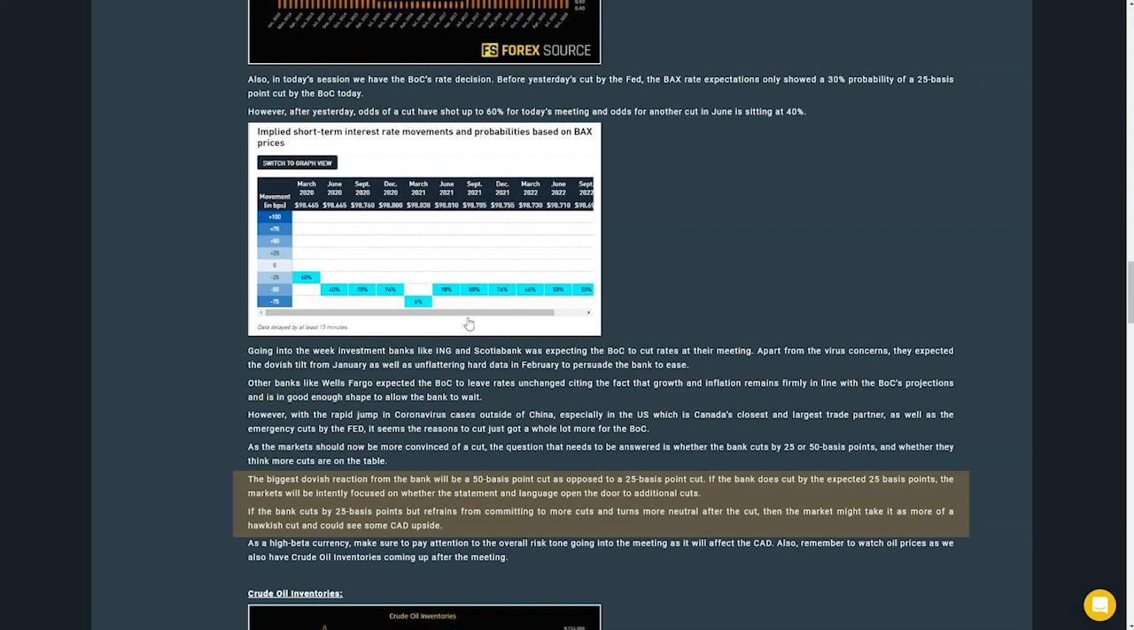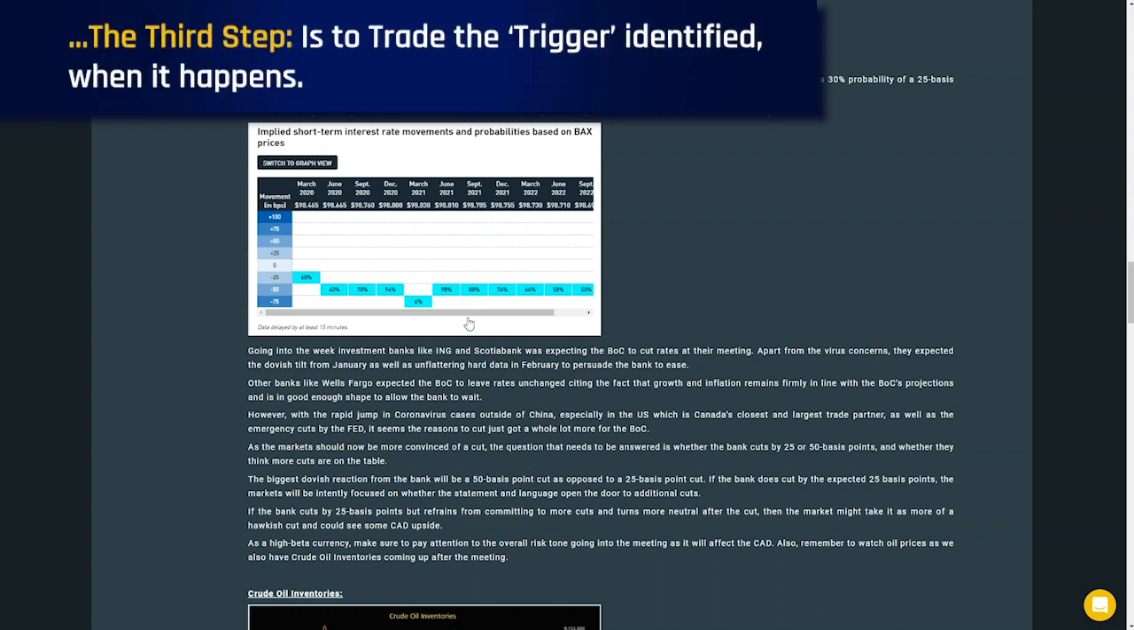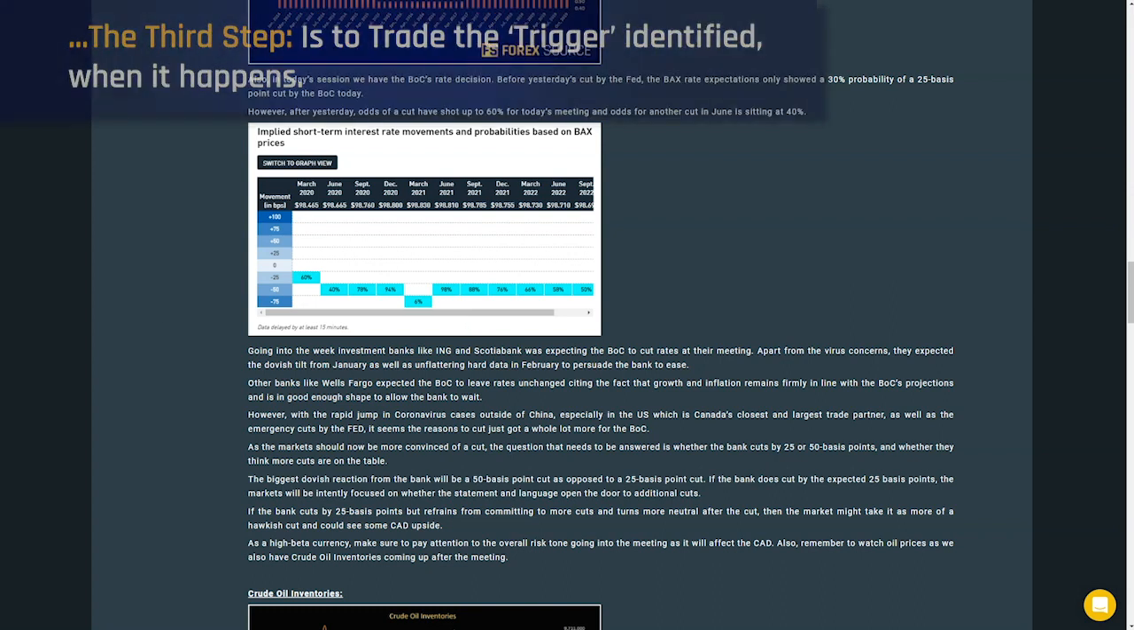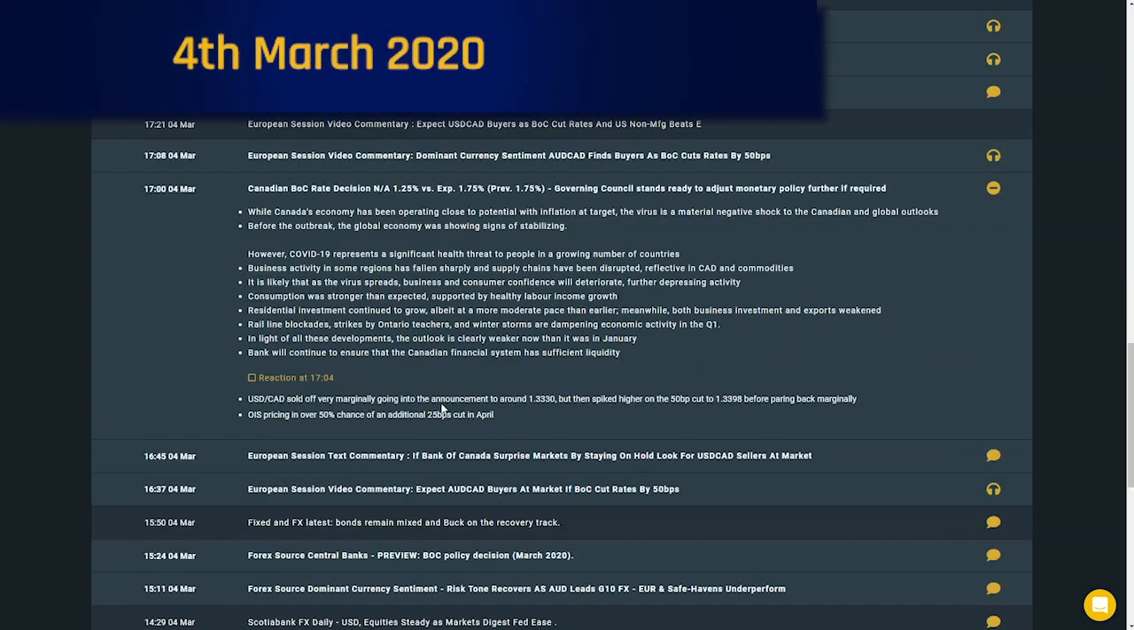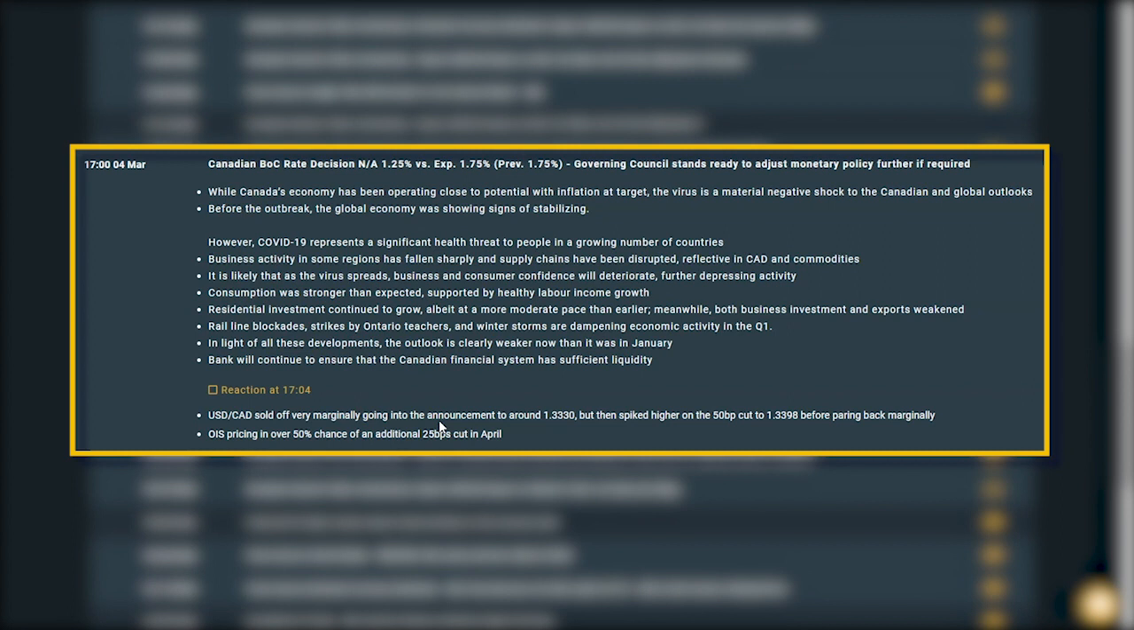So now all we needed to do was wait for the actual trigger. In other words, the sentiment shift that we identified ahead of time, to actually take place. So then also in the terminal on the 4th of March, we can see that we had the BoC meeting where the bank cut rates by 50 basis points against the market's expectations of 25 basis points, which gave us the very first signal to sell the CAD.